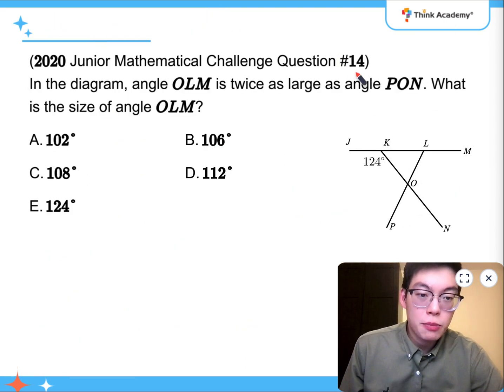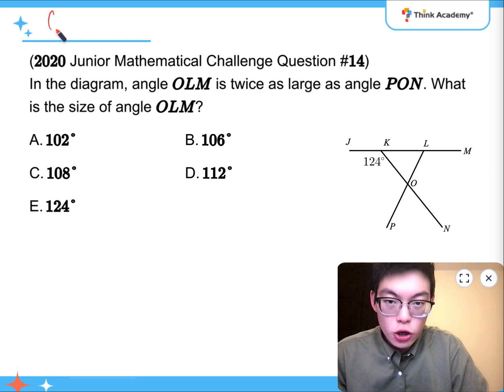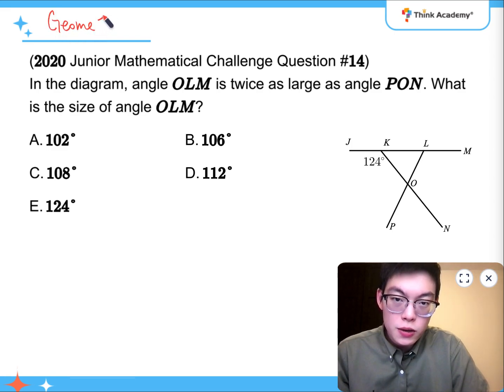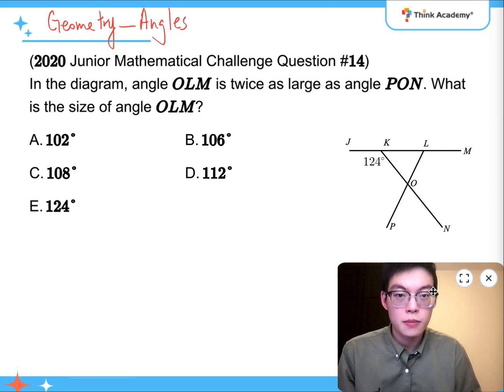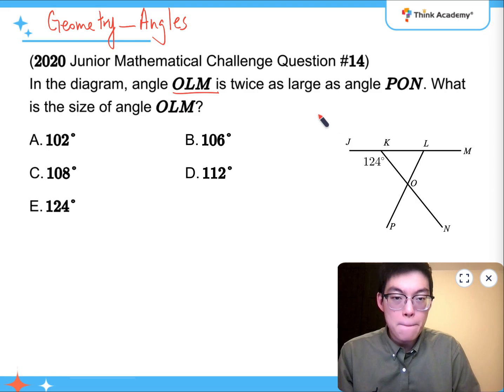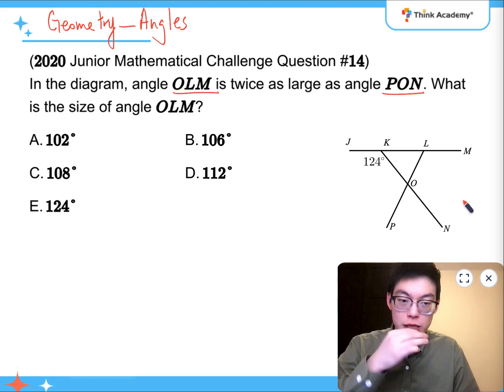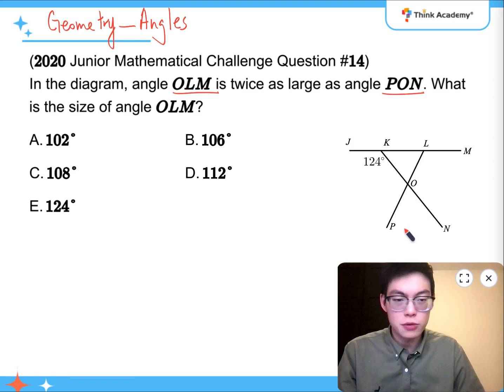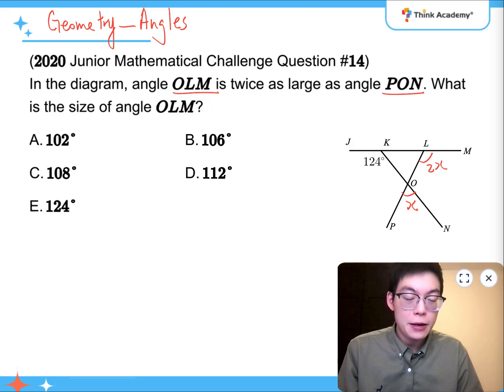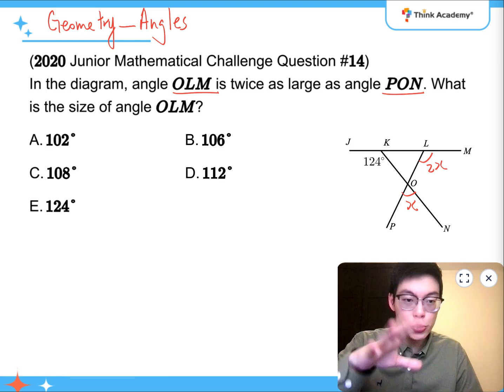Then we have question number 14. It is a geometry question on angles. It says that angle OLM is twice as large as angle PON, but we are not given either of these angles. So I can just set them as unknowns. Let's say angle PON is the smaller one, so I will name it x. Angle OLM is therefore 2x.